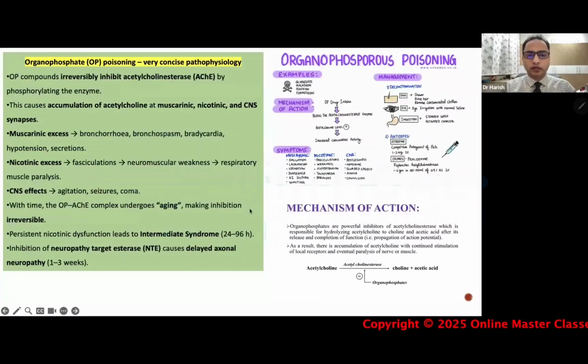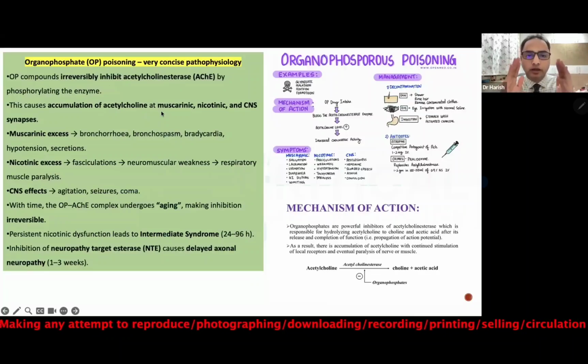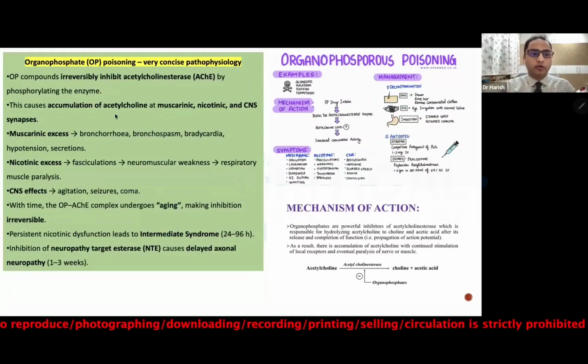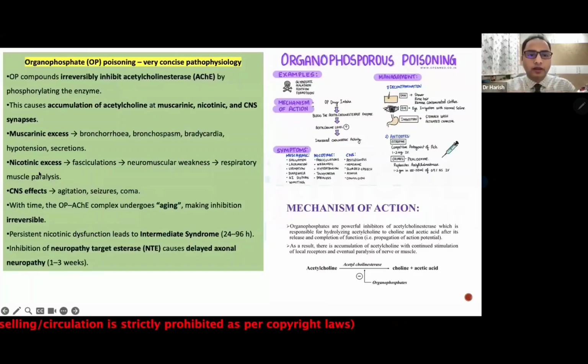So what is the pathophysiology? Next, the examiner can ask you to briefly tell what exactly happens in organophosphate poisoning. OP compounds irreversibly inhibit the acetylcholinesterase enzyme by phosphorylating it. This causes accumulation of acetylcholine at muscarinic, nicotinic and CNS synapses. With muscarinic excess, they will have bronchorrhea, bronchospasm, bradycardia, hypotension, secretions. Nicotinic excess of acetylcholine: fasciculation, neuromuscular weakness, respiratory muscle paralysis. CNS effects: agitation, seizure, and coma.